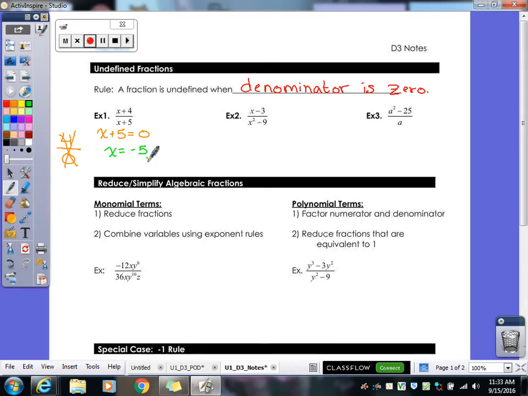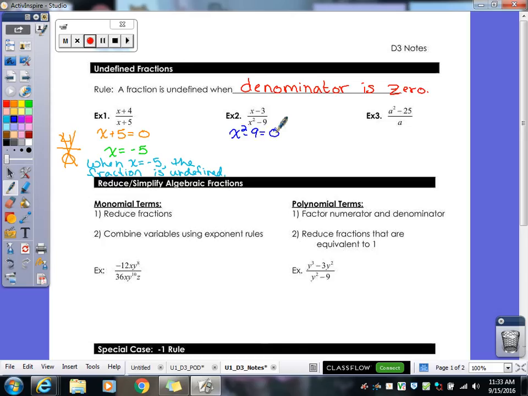So what you have to think to yourself is when x equals -5, the fraction is undefined. That means it can't happen. So when you solve for these, that's what you should be thinking in your head. Okay, -5, not going to work for that one. Over here, for example 2, again, I'm looking for when it's undefined, so I'm going to set my denominator equal to 0.